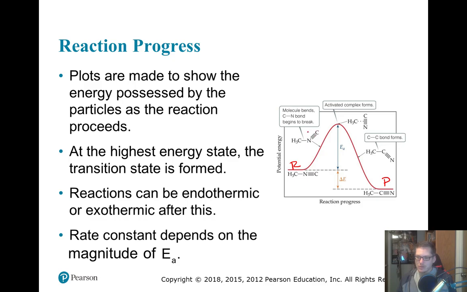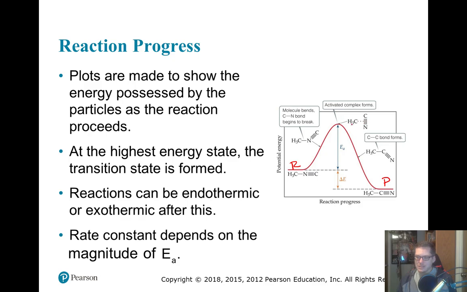It keeps bending until eventually you reach this most unstable version of itself, where the triple bond is completely perpendicular to this carbon bond, and this happens instantaneously. Notice that we use this dashed line to show both the bond being broken and the bond being formed at the same time.